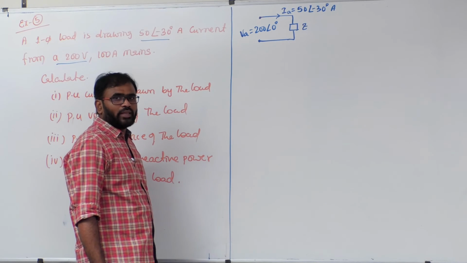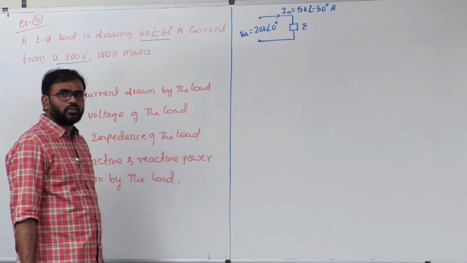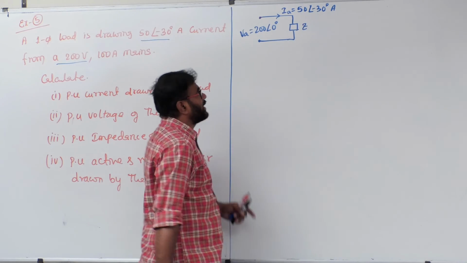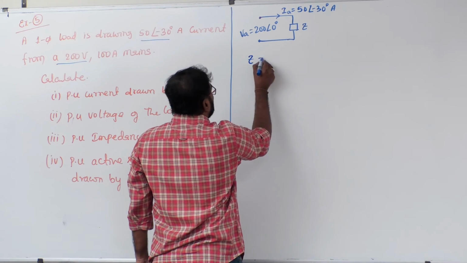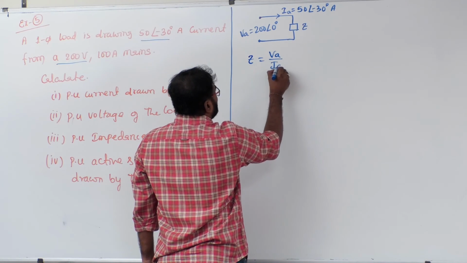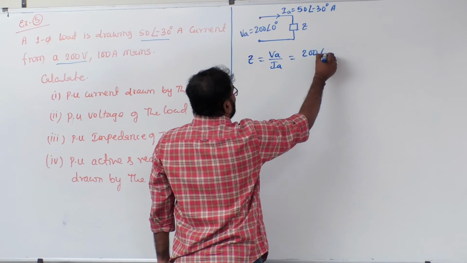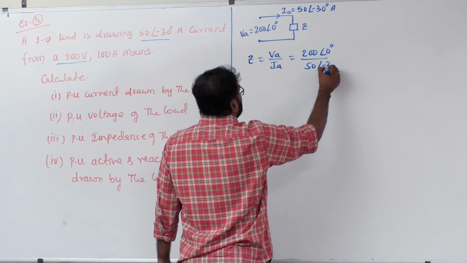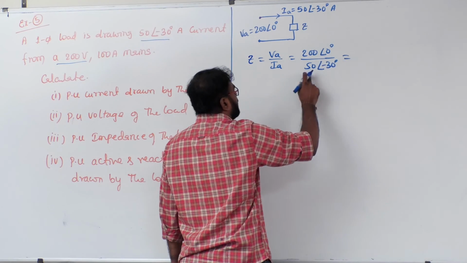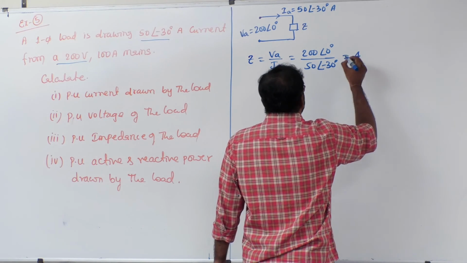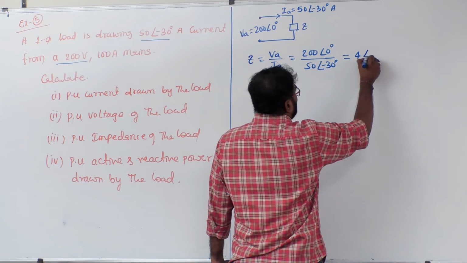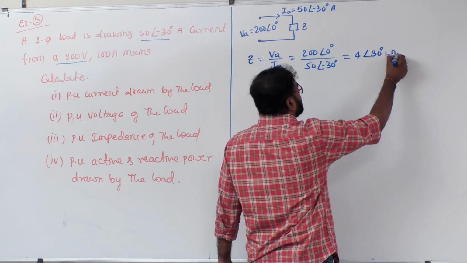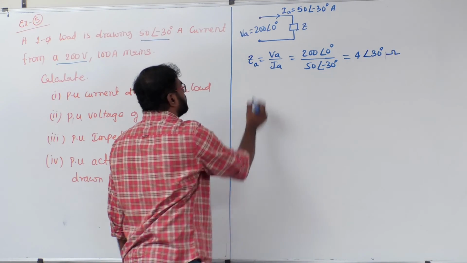Clear? First we will calculate all actual parameters. Later we will see the base quantities. If you know the voltage and current, I can calculate the impedance. Z equal to directly VA by IA. So 200 at an angle 0 degrees by 50 at an angle minus 30 degrees. So what do I get now? 200 by 50 is 4 at an angle 30 degrees, 4 at an angle 30 degrees ohms. That is the Z actual.